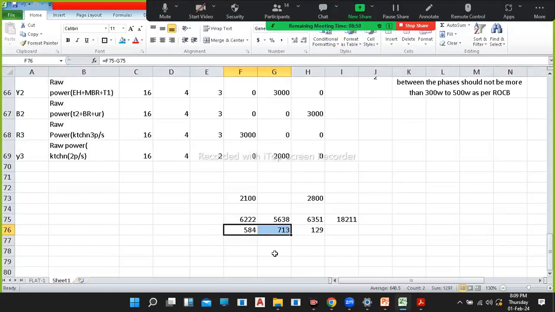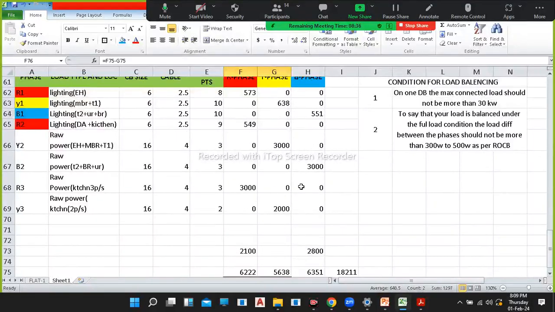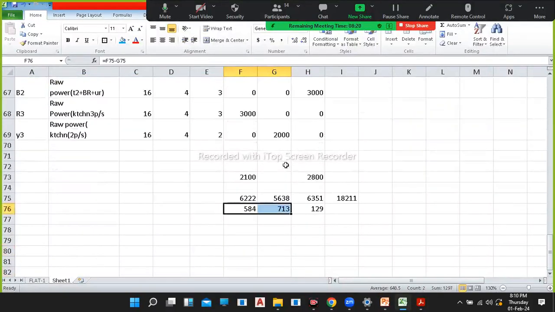So what do I have to do now? I can make certain changes so that your load will balance. Don't touch the lighting part first. Lighting is the last option where you can touch. Try to shuffle the load between raw power and AC. Why? Because the circuit breaker here is 16 amps and the 4 square mm cable is also 16 amps. So raw power is the last option. First change lighting and this; just change power and AC so that it can be done.